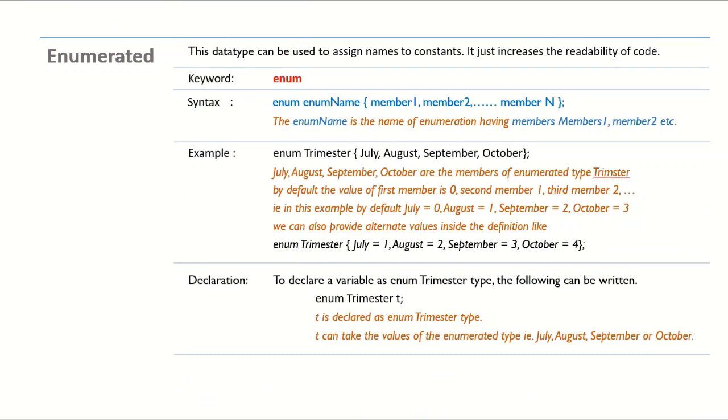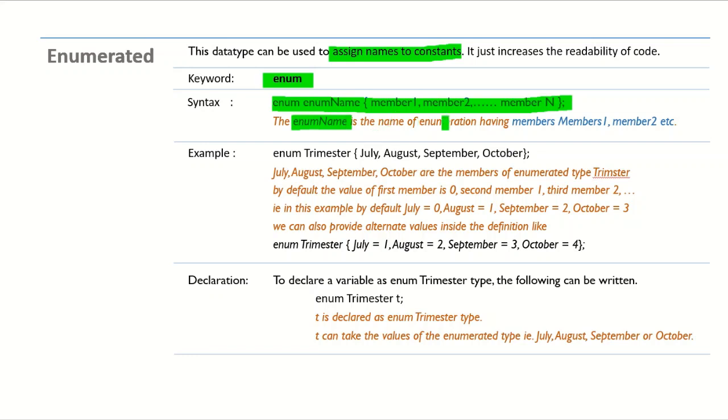Enumerated data type. This data type can be used to assign names to constants. It just increases the readability of our code. Keyword is enum. The syntax is like this: enum, enum name, within curly brackets member 1, member 2, etc. up to member n. The enum name is the name of enumeration having members member 1, member 2, etc.